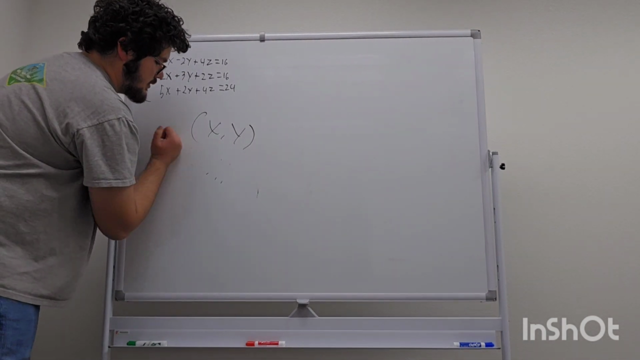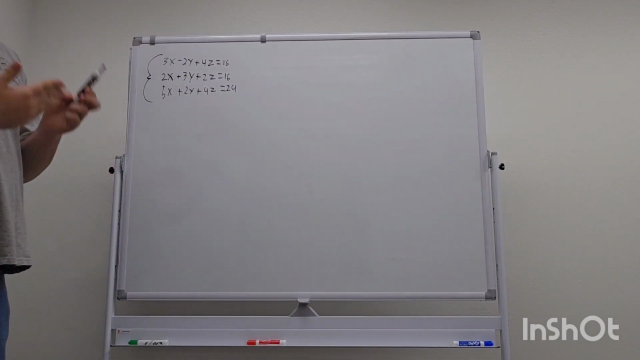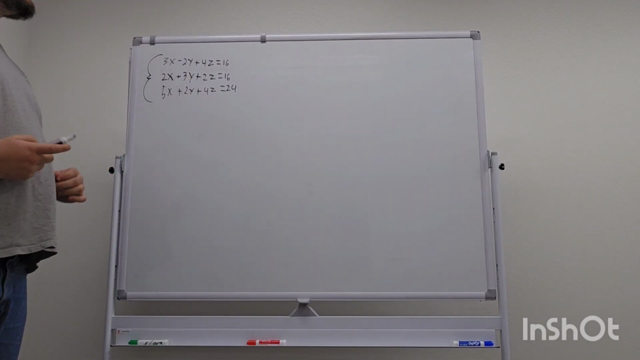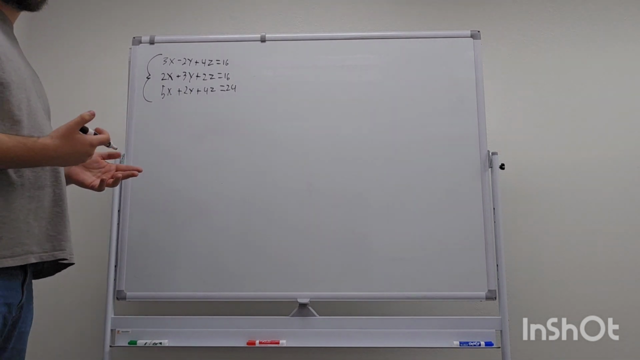Now, this system of equations is basically creating three of these 3D planes, and they will all intersect at one point, creating our triple coordinate point.